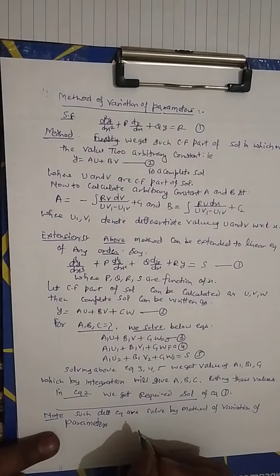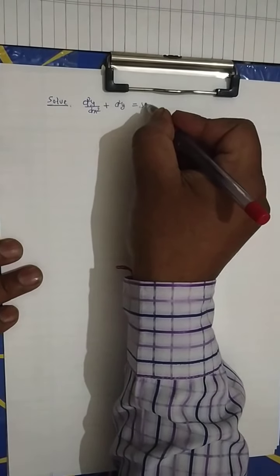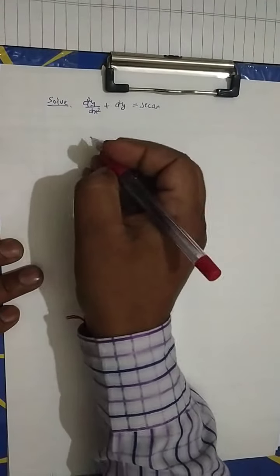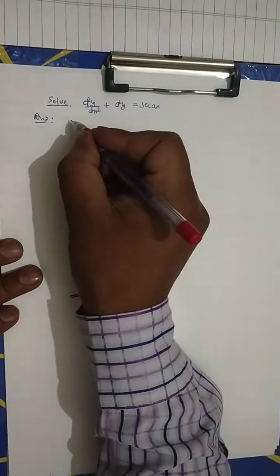Let us solve some problems by the method of variation of parameters. The problem is d2y upon dx2 plus a square y equal to sec ax. Solution: comparing with the standard form, we get p is equal to 0, q equal to a square, r equal to sec ax.